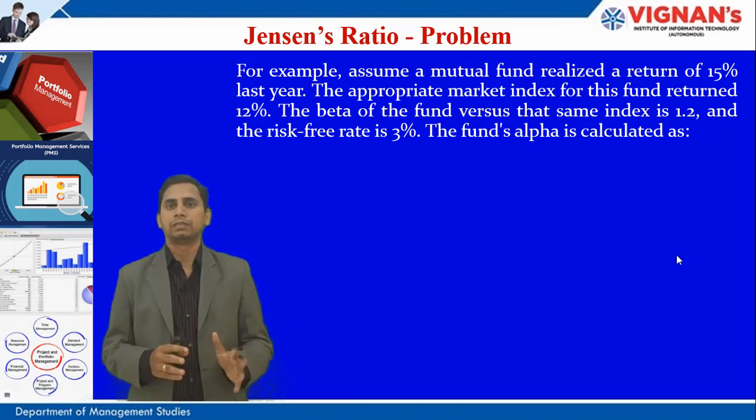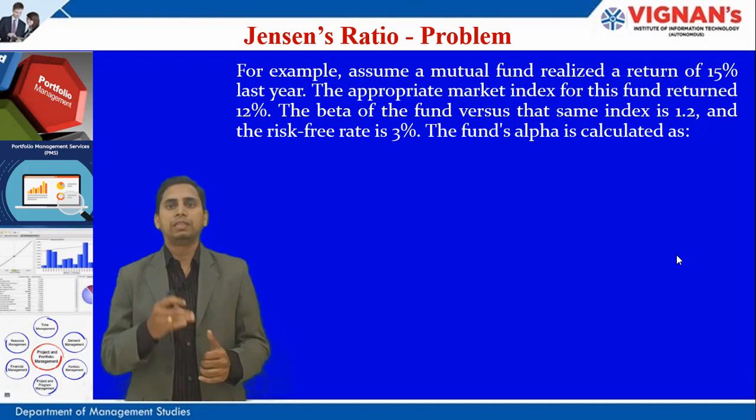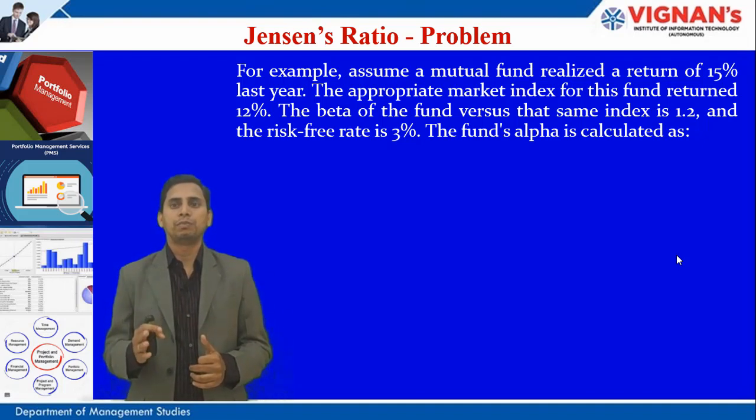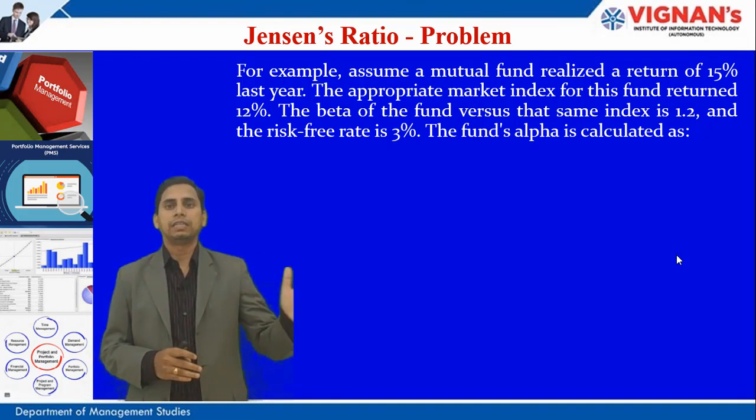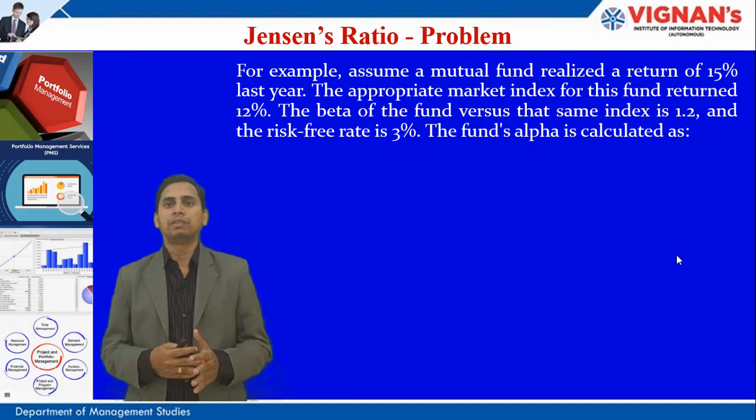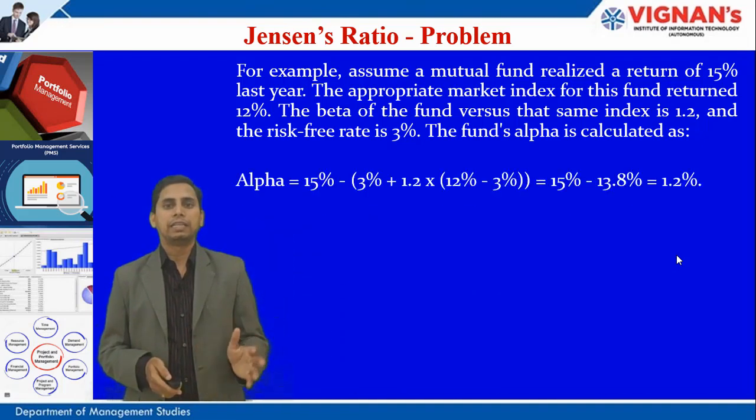Good. Now the beta of the fund versus the same index is 1.2. If you calculate the beta of the fund with the market index, it is 1.2, because the fund has generated 15%, whereas the market index has given 12%. That is the beta value of this particular portfolio. And the risk-free rate of interest is considered to be 3%.